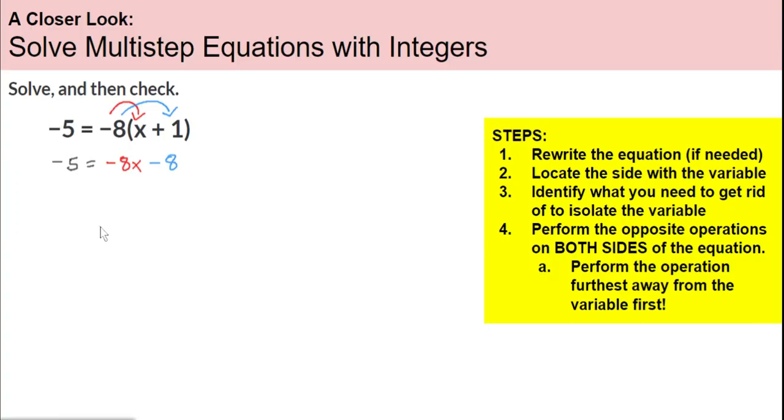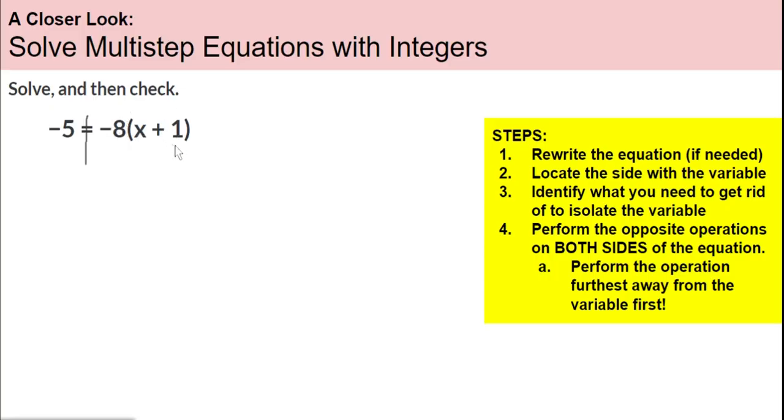But we're not going to do that with this because there's a much easier way. We're going to skip the distributive property. All right, so steps are the same. Locate the side with the variable. We know the variable's on the right side. Okay, there's a left side and a right side. And then we're going to identify what we need to get rid of. Okay, you probably noticed we need to get rid of the -8 and the 1.